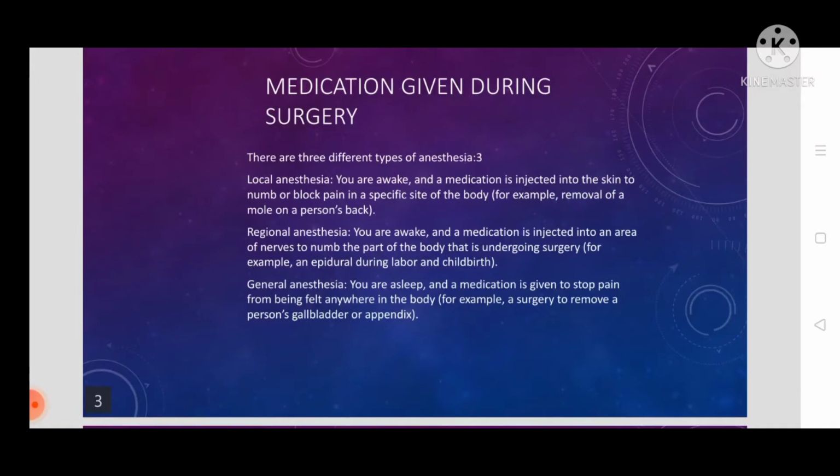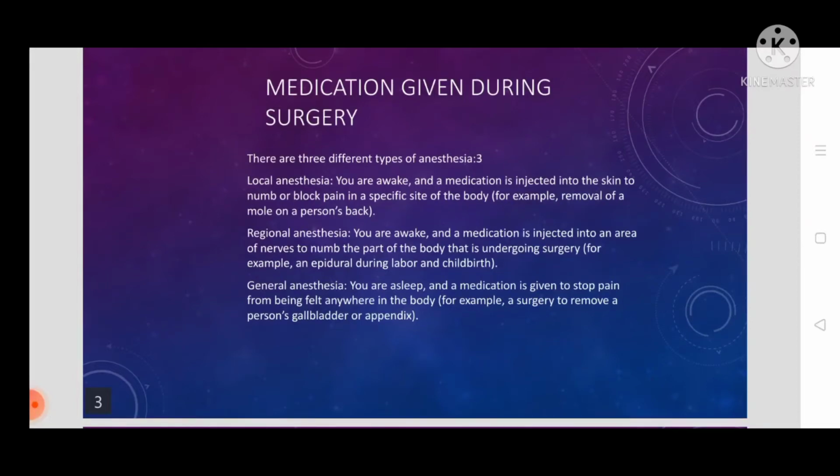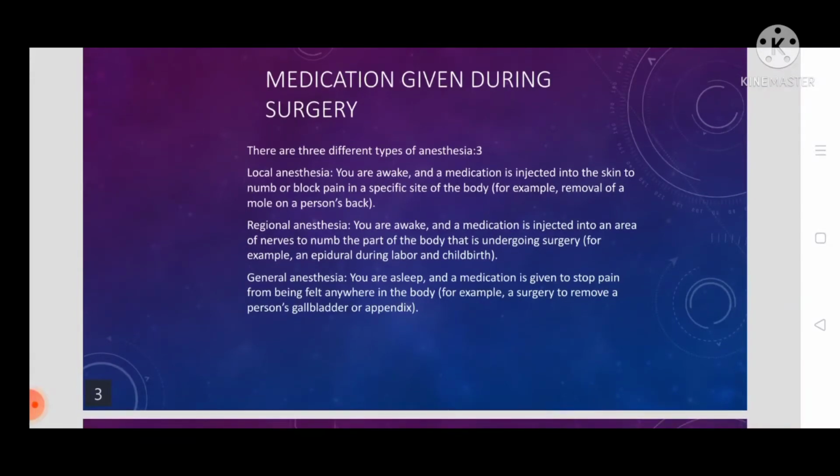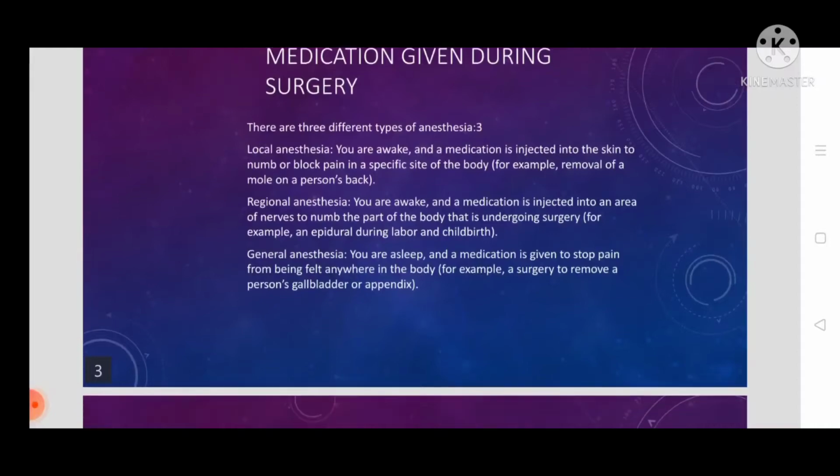Last one is general anesthesia. You are asleep and a medication is given to stop pain from being felt anywhere in the body. Let's say, for example, a surgery to remove a person's gallbladder or appendix. So those are the examples of general anesthesia during surgery.